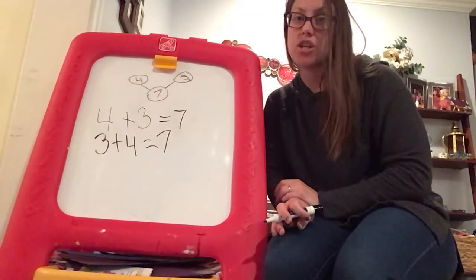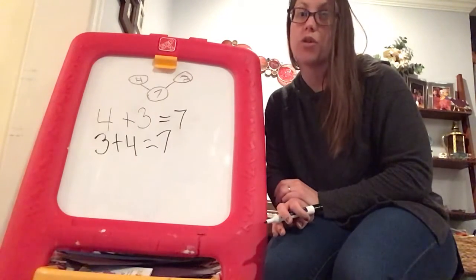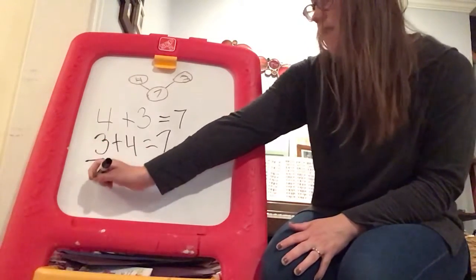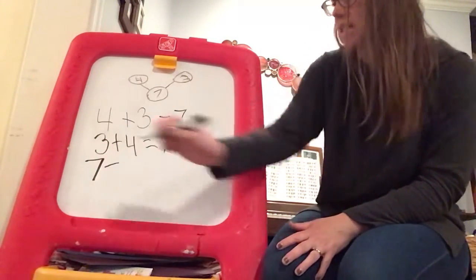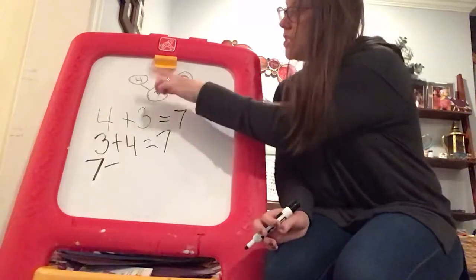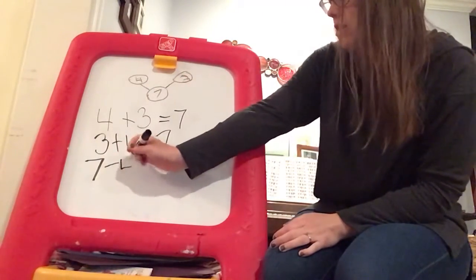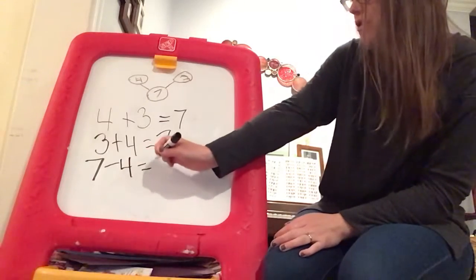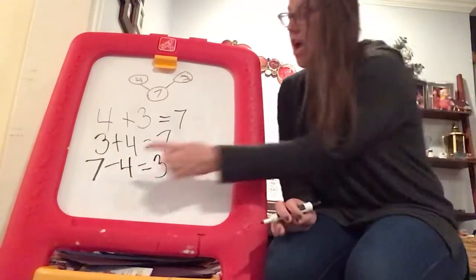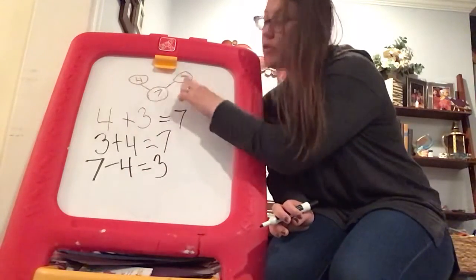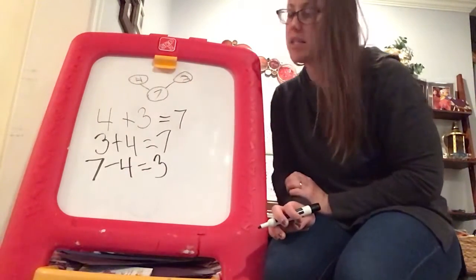And subtraction equations always start with the whole number. So this time I'm going to start with 7 minus, or take away, and I have to take away one of the parts. So I'm going to take away 4. And it's going to equal the other part, 3. I still only used 7, 4, and 3. Only the numbers in the number bond.